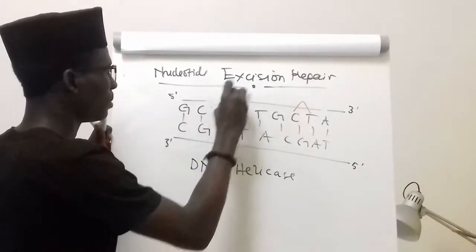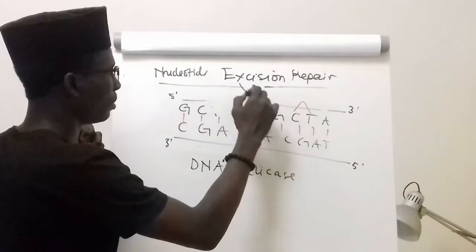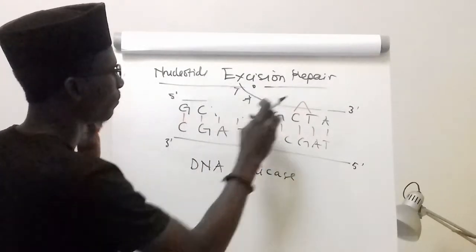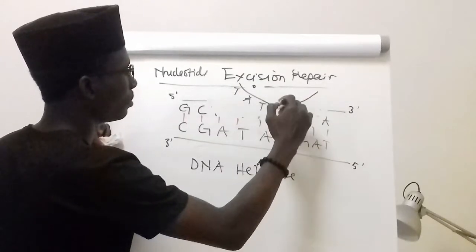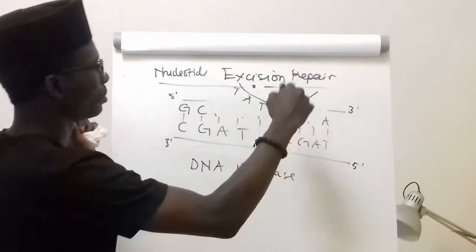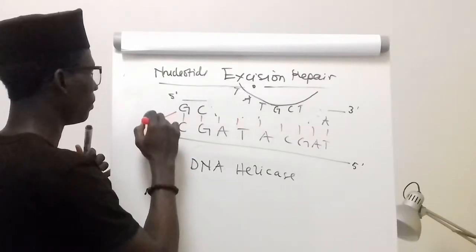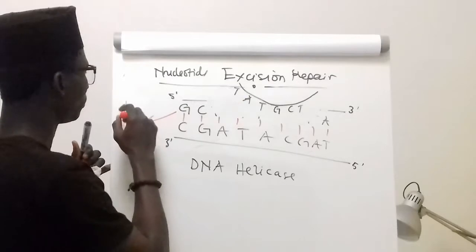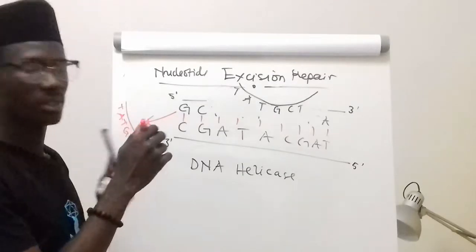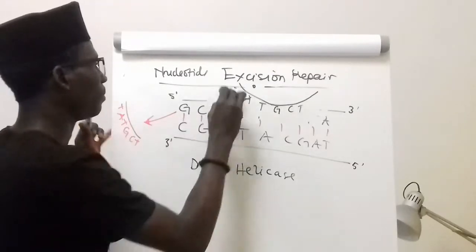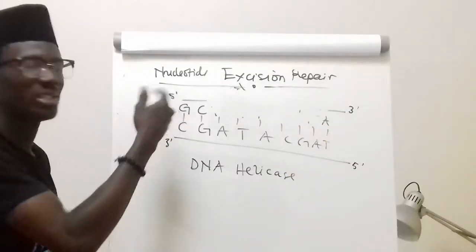Peeling it off. You start peeling it off gradually, until eventually it gets out of that region. It goes off. Do you see that? That's DNA helicase. It's gone. But we have an empty space here. We can't leave it like this. It could be deleterious to the cell.